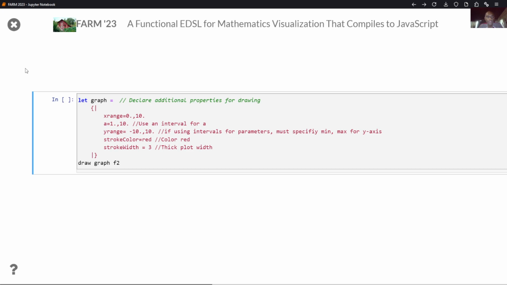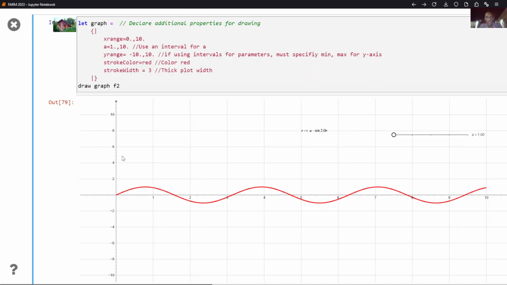Here we're using a more complex set of properties. We're going to specify the x-axis range, and we're going to say we want to use an interval for that particular constant a. If we use an interval, we have to specify the range of the y-axis, because once the axis is rendered, it can't change. So we need to specify by default what the range is going to be if we're going to use intervals in our visualization. We want a red plot, and we're going to increase the stroke width of the plot. So this is what we get when we render using those parameters.